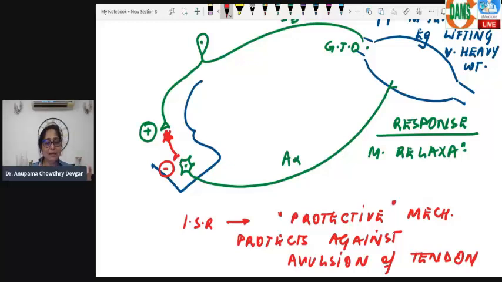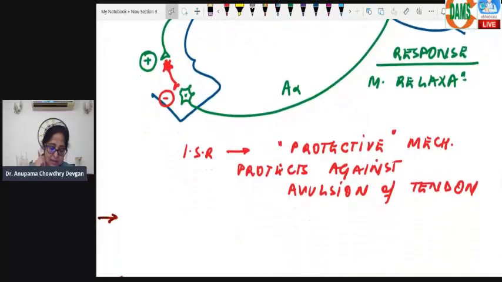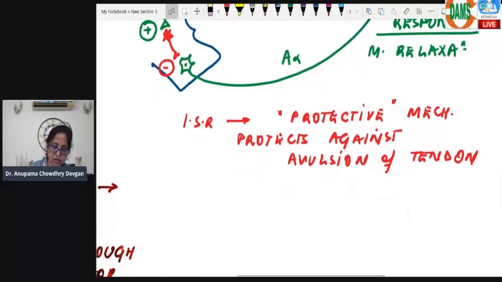So what happens is there is a muscle relaxation. This is a type of feed-forward mechanism, feed-forward inhibition. You understood? So this is the inverse stretch reflex, a protective mechanism, right? It protects against an avulsion of the tendon. It is like a feed-forward mechanism. A stimulates B, but B inhibits C. Right? So this is as far as your inverse stretch reflex is concerned.